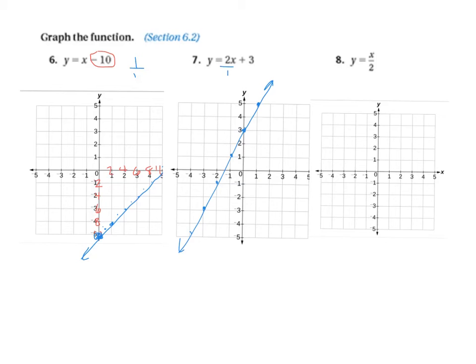Number 8 is y is equal to x over 2, or another way to write this is y is equal to 1/2 of x. And also, there's nothing at the end, so we know that it's 0. That tells us that our y-intercept is going to be right at the origin. Up 1 over 2, up 1 over 2, or down 1, left 2, down 1, left 2. Oops, down 1, left 2. There we go. And so your graph would look something like that. And that's how you do 6, 7, and 8.